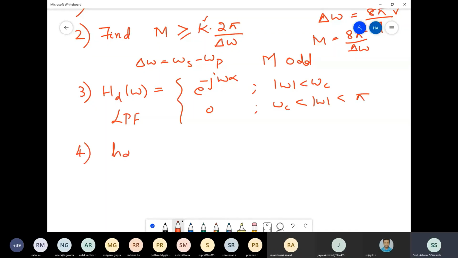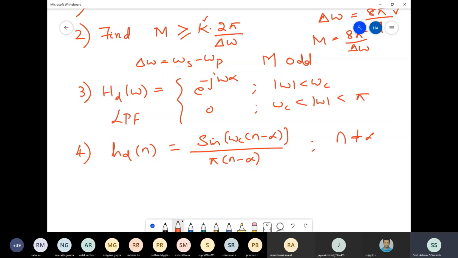Then find HD of n. Like I told you, all that integration process you will have to do when you're doing it in the test or exam, because there you'll be solving only one problem. But in the class, we'll just use this value of HD of n, which we derived just now, for n not equal to alpha. So HD of n you're going to write down using HD of omega.